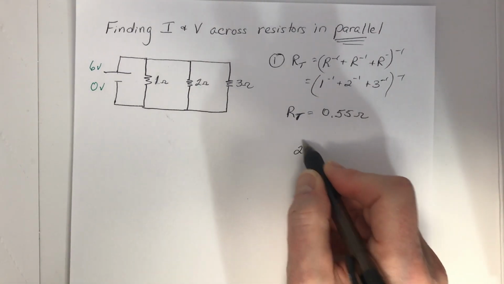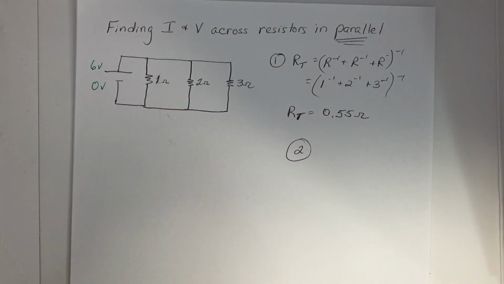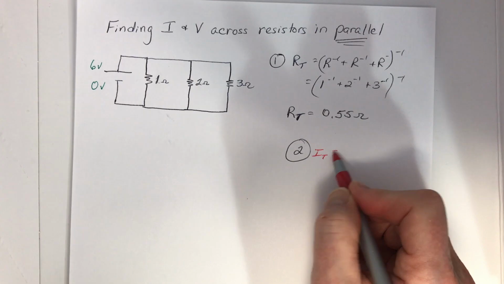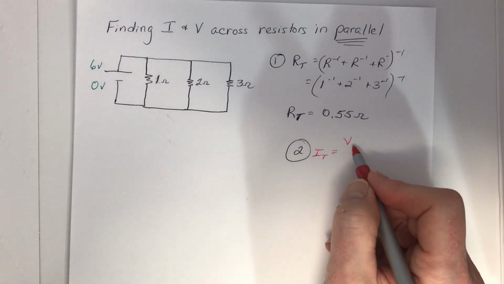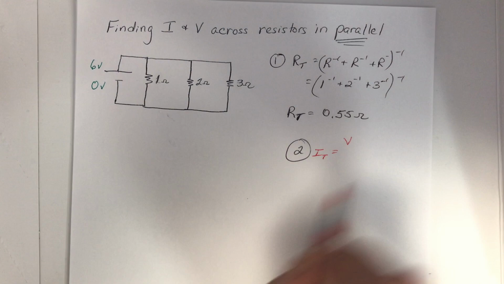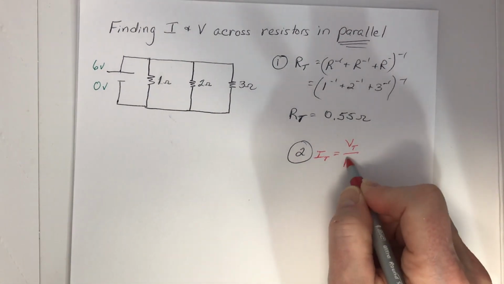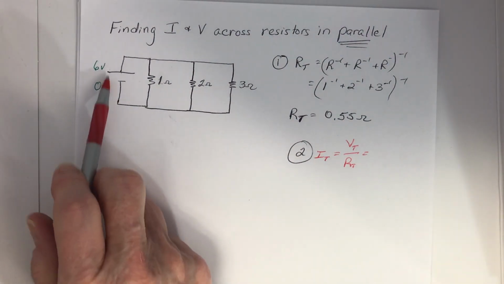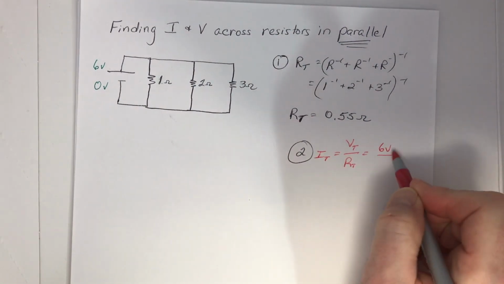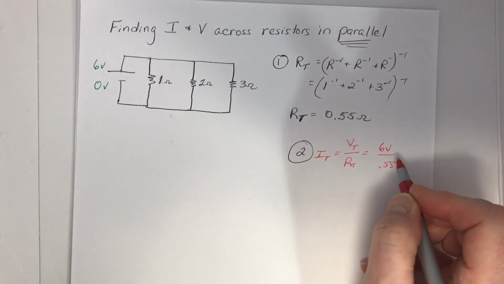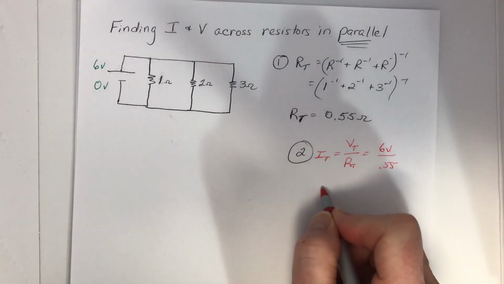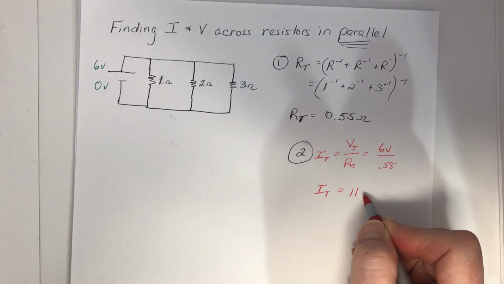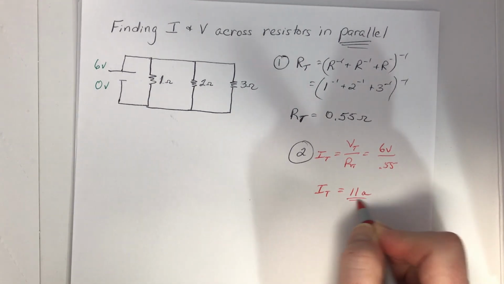Step number 2. Find total current. For total current, I use Ohm's law, but I use total numbers. Ohm's law is V equals I times R. I rearrange it, so this will be V total over R total. The total voltage is right here, 6 volts. The total resistance is 0.55. And it turns out that my total current flowing around that circuit is 11.01, but I'm rounding to 11 amps.